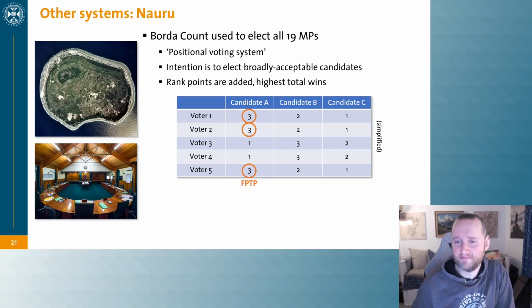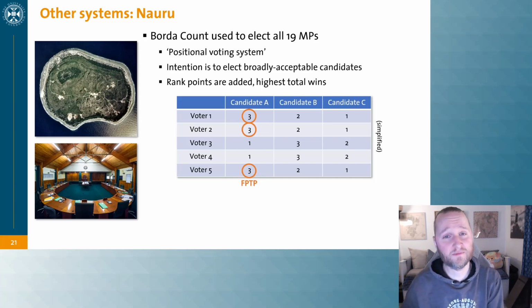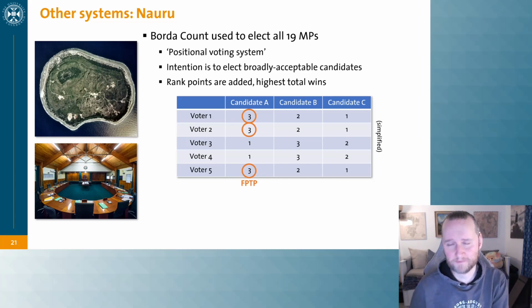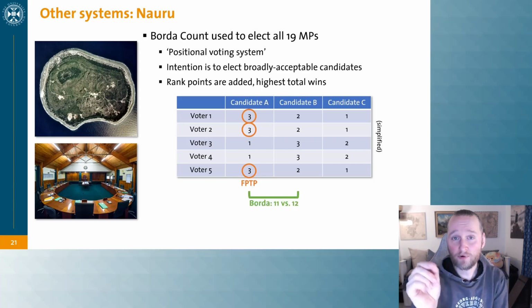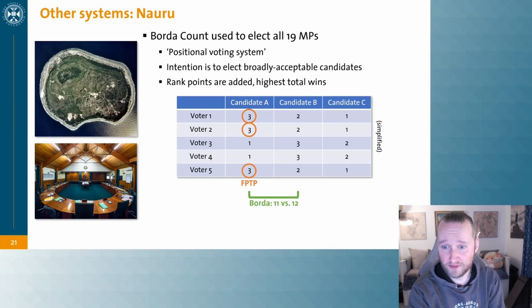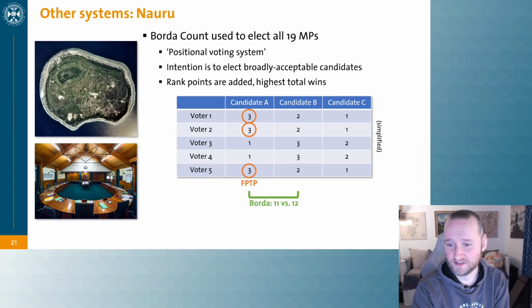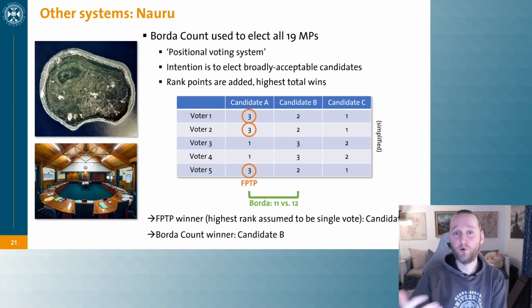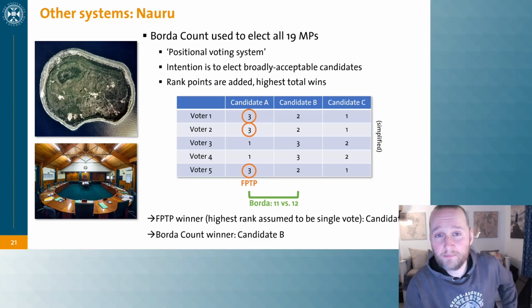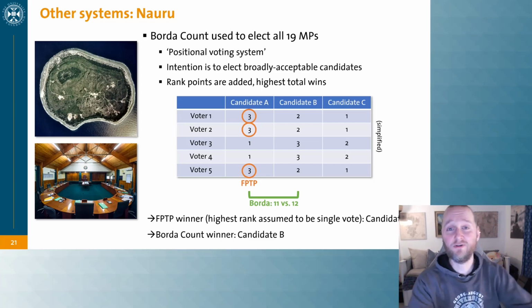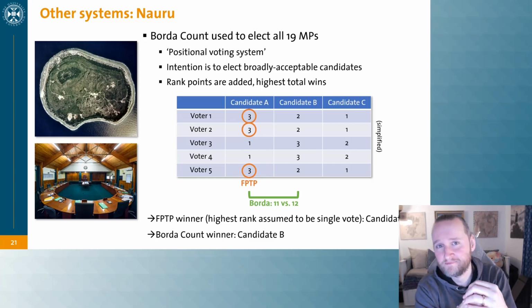A Borda count system now counts these rank points up for each candidate and then declares the person the winner that scored the most points. By the way, this is all highly simplified, but it illustrates the principle. A Borda count system would then count for candidate A, 3 plus 3 plus 1 plus 1 plus 3, which is 11. But candidate B, who fewer people hated, gets 2 plus 2 plus 3 plus 3 plus 2, which is 12. So the Borda count system, the way in which we count up the preferences of the voters, has now led to an entirely different candidate being selected.